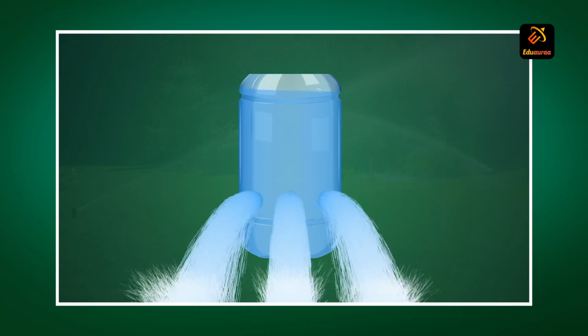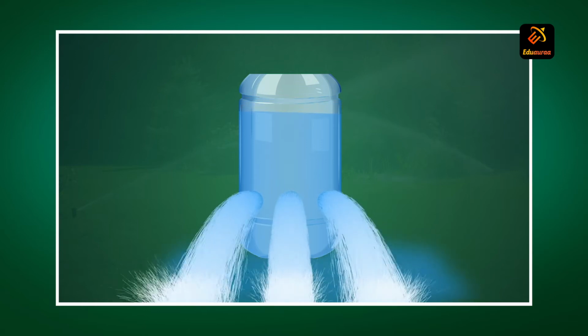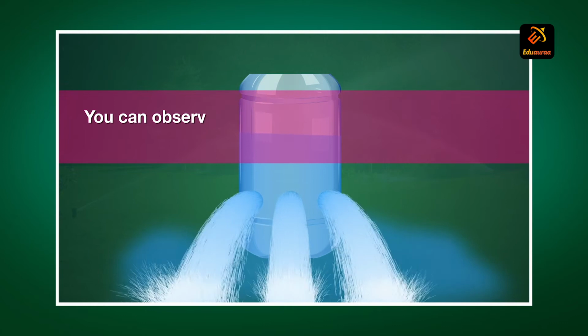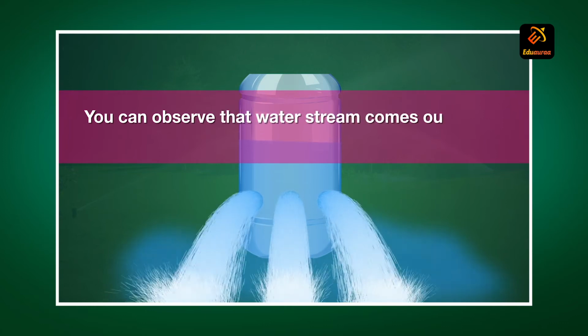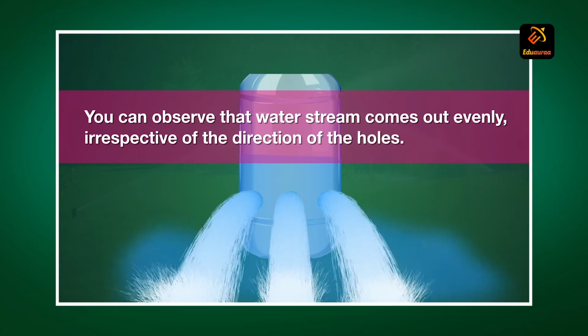On removing the tapes, you will observe that water is flowing from all the holes simultaneously and with the same pressure. Here we can conclude that water comes out evenly, irrespective of the direction. So what we can conclude is that liquid exerts pressure in all directions.